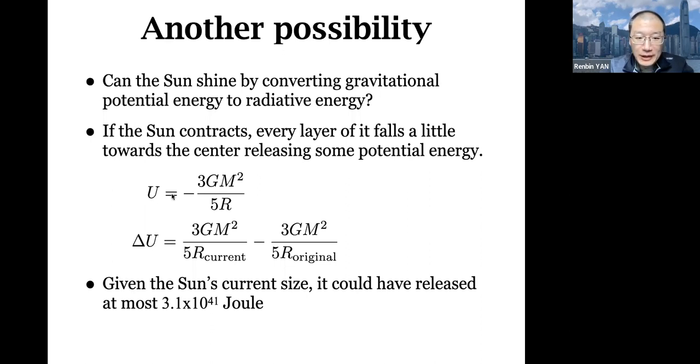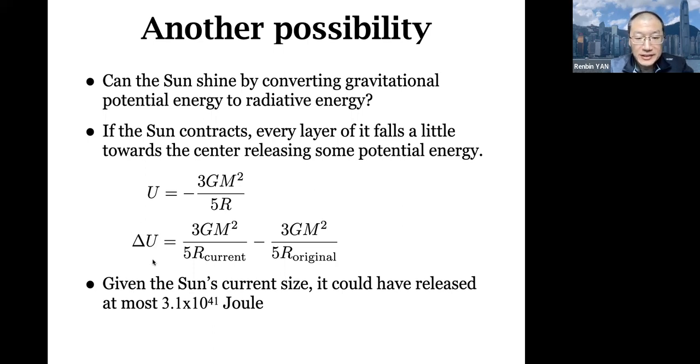And then you can actually do the calculation here. You don't have to understand this math, but this is the expression for the gravitational potential energy of a spherical object. And if you change the radius of it, that will give you a net amount of energy, so that if the current radius is smaller than the original radius, it will give you a net amount of energy.